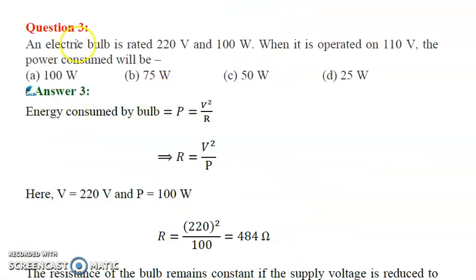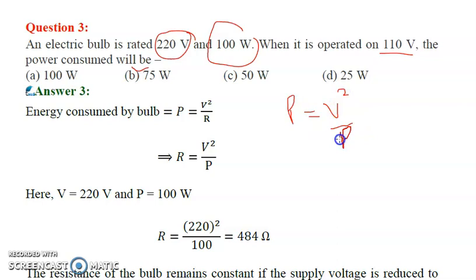So question number 3 says an electric bulb is rated, this is the voltage given to us, and this is the power, 100 watt and 220 volt. When it is operated at 110 volt, the power consumed will be. We clearly know that power has the formula in terms of V and R as P is equal to V square upon R.